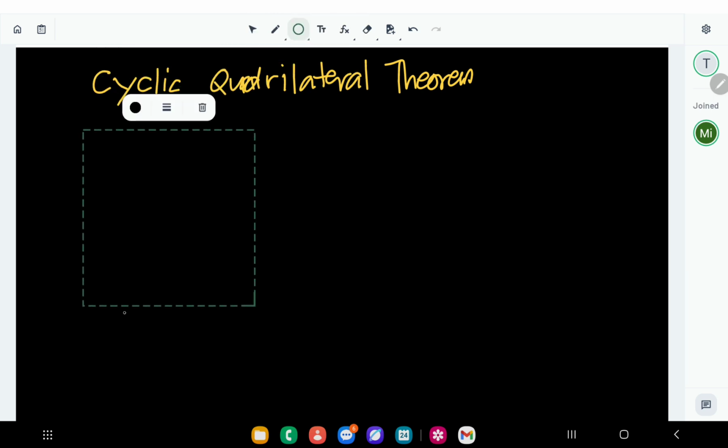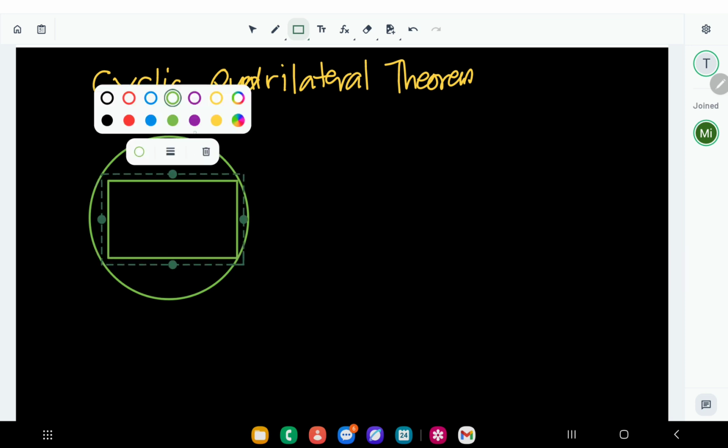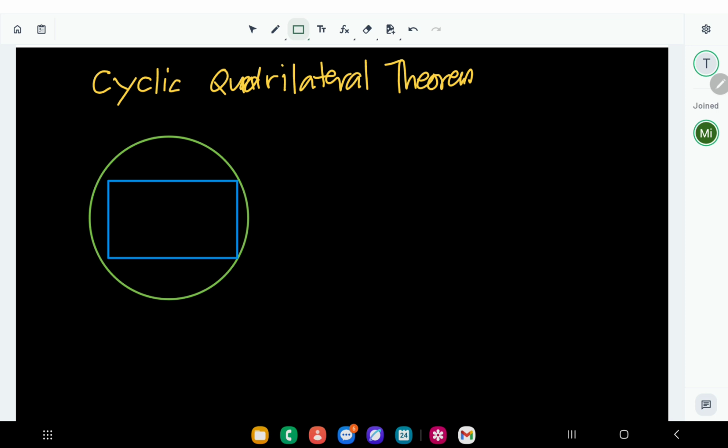Let's say, for example, this is our circle. Troy, you let me know if I'm too fast, okay? Okay, let's say this is the quadrilateral. It's not that accurate. Okay, let's say that's the quadrilateral inscribed in a circle.